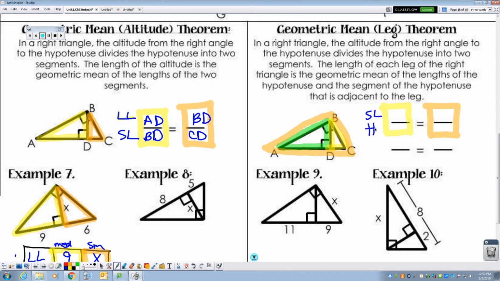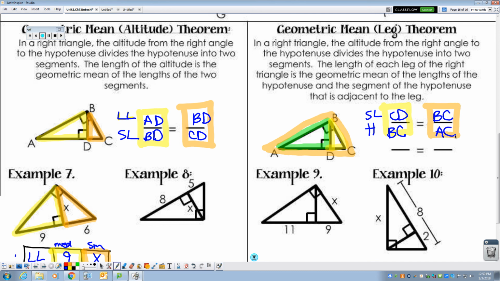So the short leg of the yellow triangle is CD. Its hypotenuse is BC. The short leg of the orange triangle, also BC. And its hypotenuse is AC.